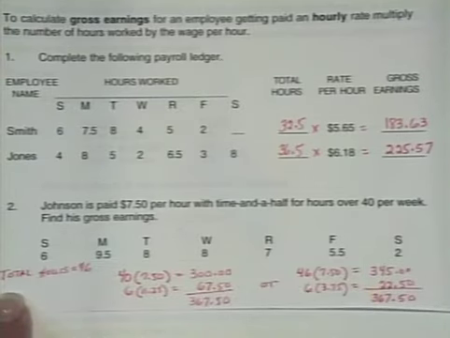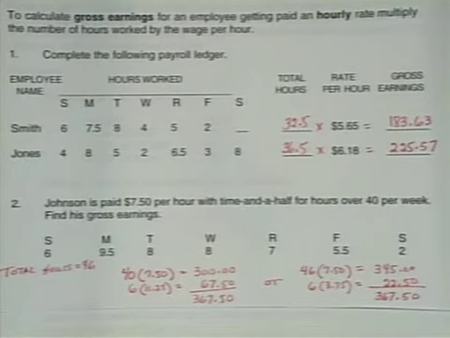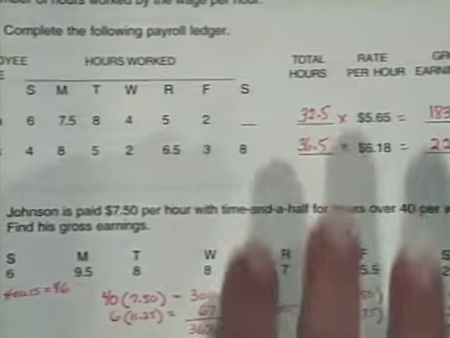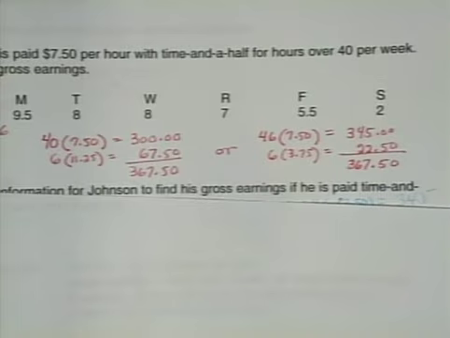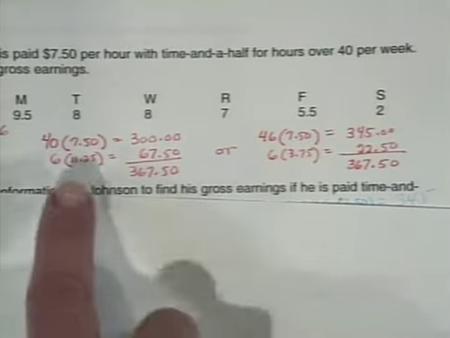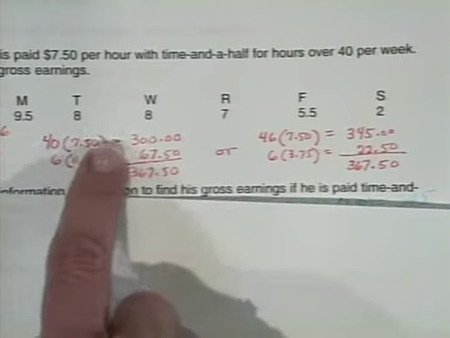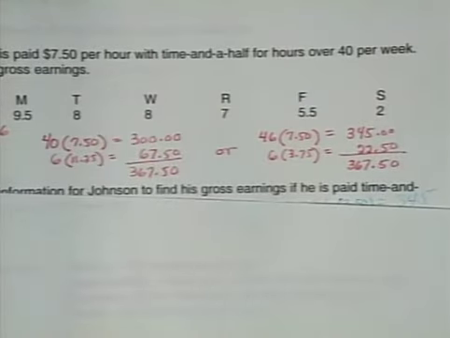Total hours are 46. Let me get on the paper here. I personally like method 1, but method 2 is very appealing to a lot of people. You would take the 40 hours that he works, he gets $7.50 per hour, and his regular hour pay would be $300. Then he would have 6 hours of overtime.